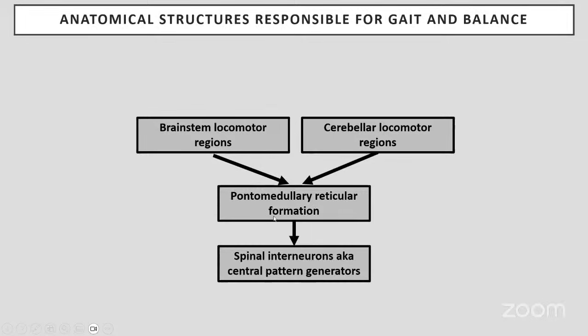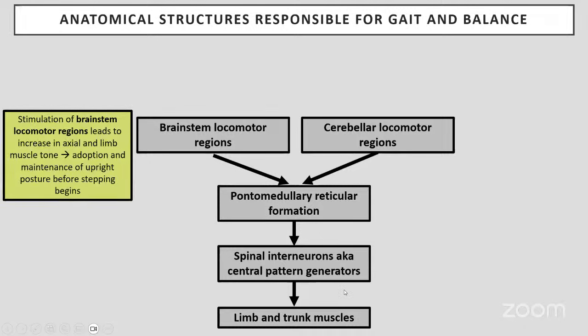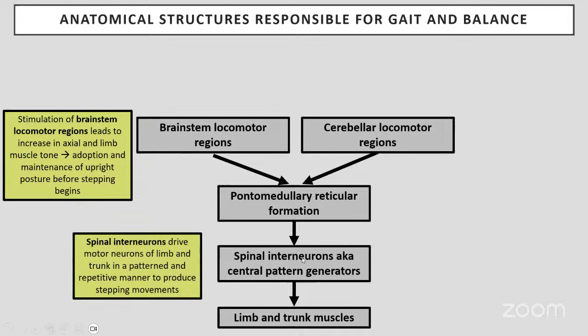From here, spinal interneurons, also known as central pattern generators, project to the limb and trunk muscles, which help in movement. The brainstem locomotor regions stimulate an increase in axial and limb muscle tone, which leads to adoption and maintenance of the upright posture before stepping begins. Whereas the spinal interneurons, the central pattern generators, drive the motor neurons of the limb and trunk in a patterned and repetitive manner.